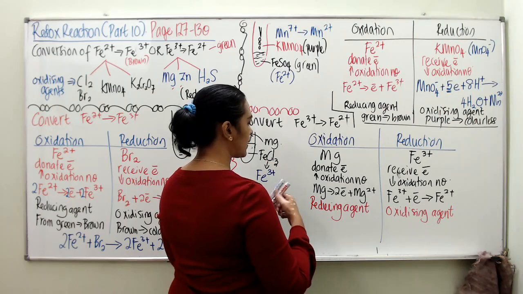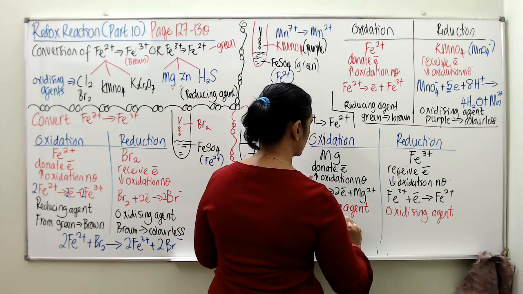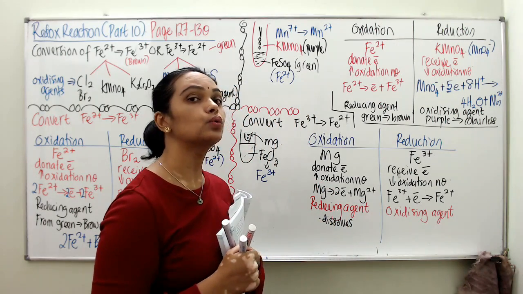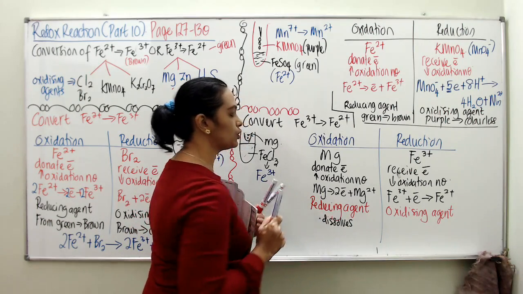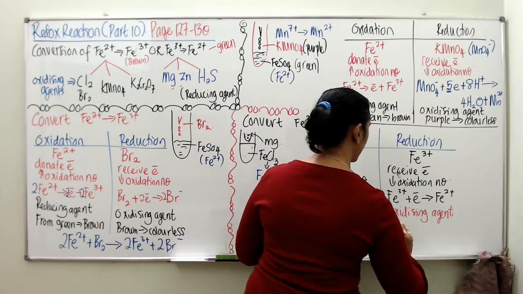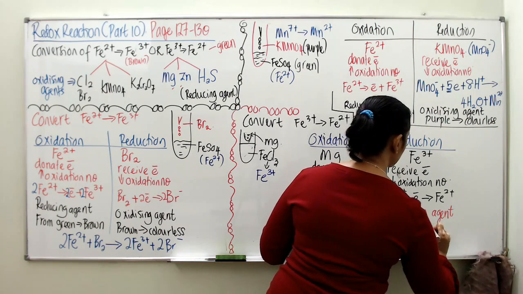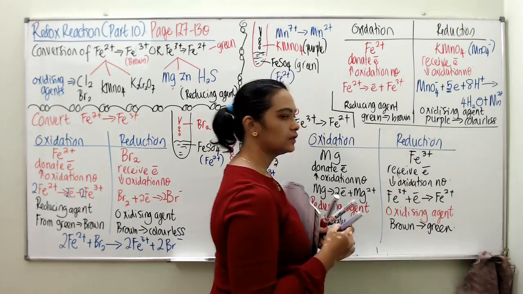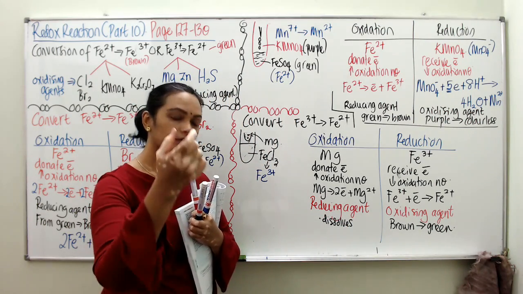Let's go to the half equation, or before that, let's write down the observation for this reaction. You will find that magnesium dissolves. Please remember that any metal which is changing into ion always dissolves. And here you can find that the solution changes from brown to green. So you can find that iron 2 ion has been produced.